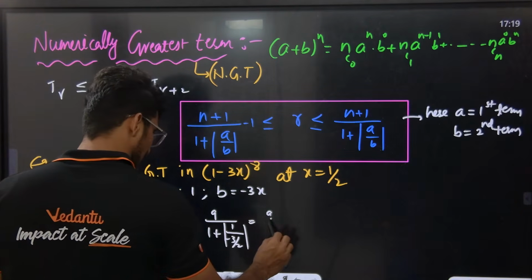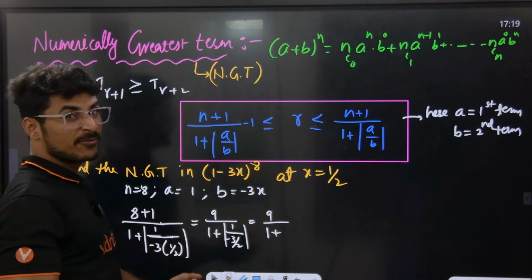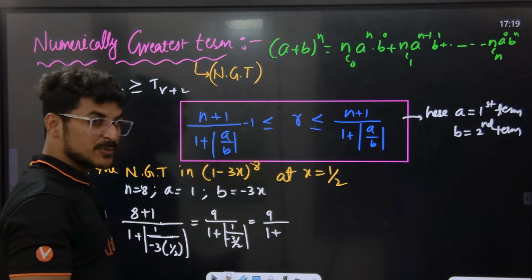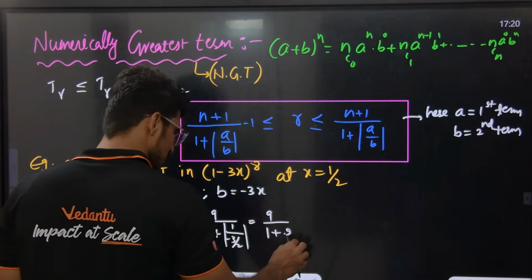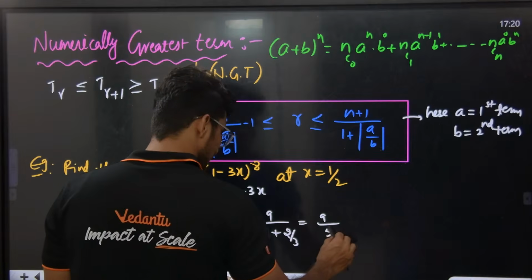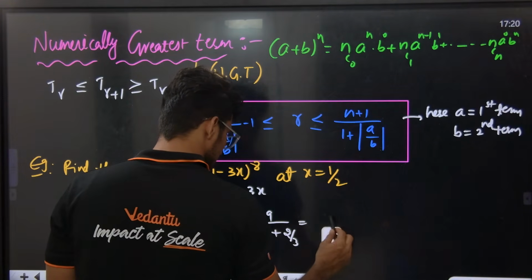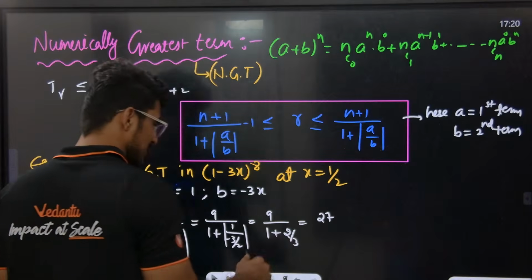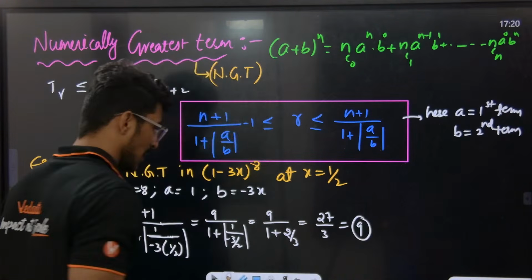So simplify this. 9 divided by 1 plus, see, the modulus of a negative number is positive, right? So if it is just minus 2 by 3, the modulus of 2 by 3 is 2 by 3. So what I'm going to get is 9 divided by 1 plus 2 by 3, which is 5 by 3. 5 by 3 means the 3 goes up, so 27 by 5. Are you all getting the point?